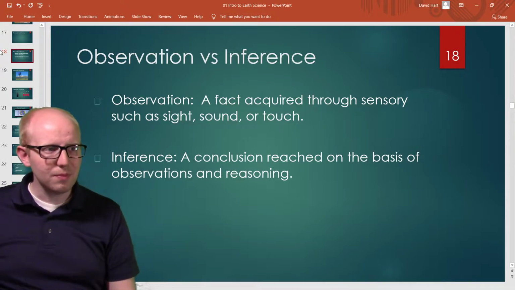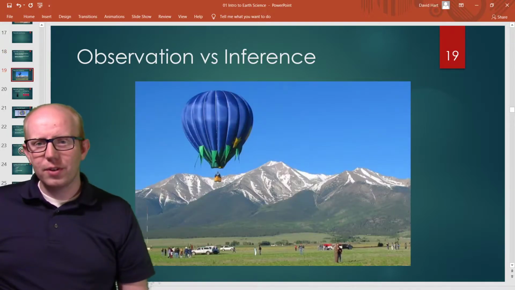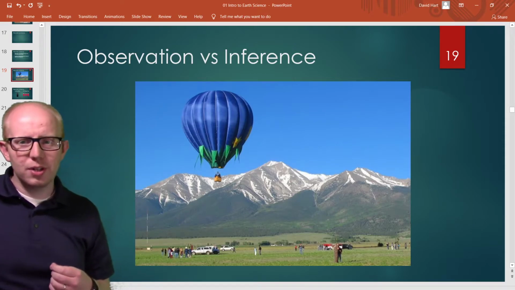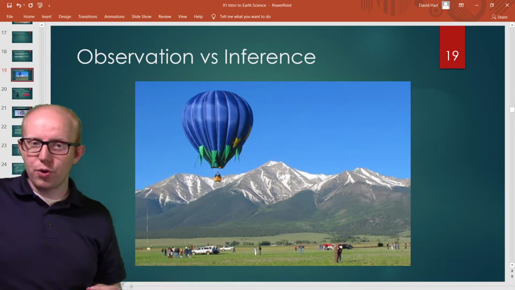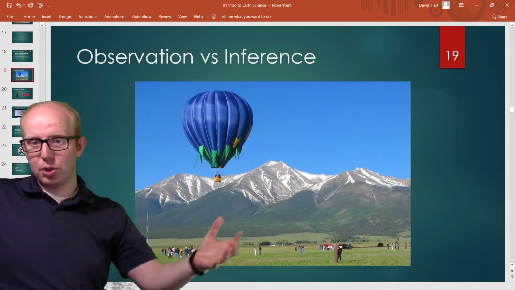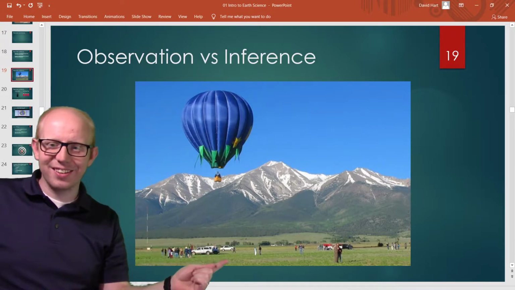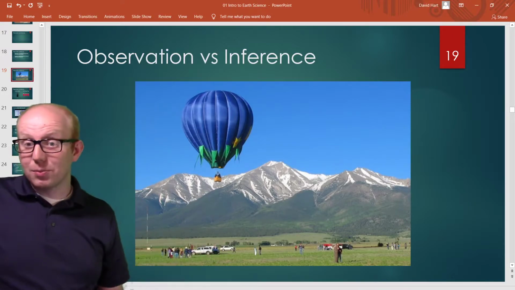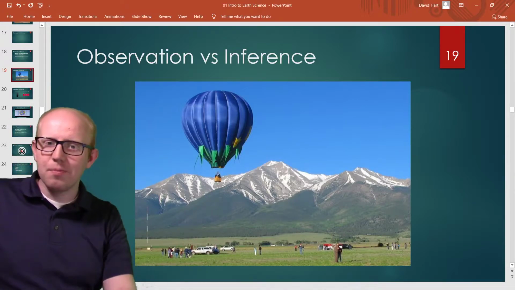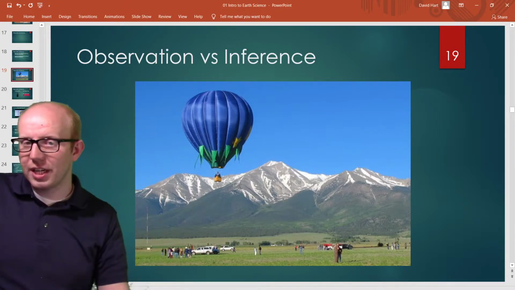Okay, let's practice a little bit more with observation versus inference. Okay, so for example, look at this picture. There's a lot of things you can observe directly. Okay, there's a balloon-like object in the sky. That's blue. Okay, there are people down here on the ground. Okay, and some cars. There's green grass. The sky is nice and clear. Those things we can observe directly without making any prediction or guesses.